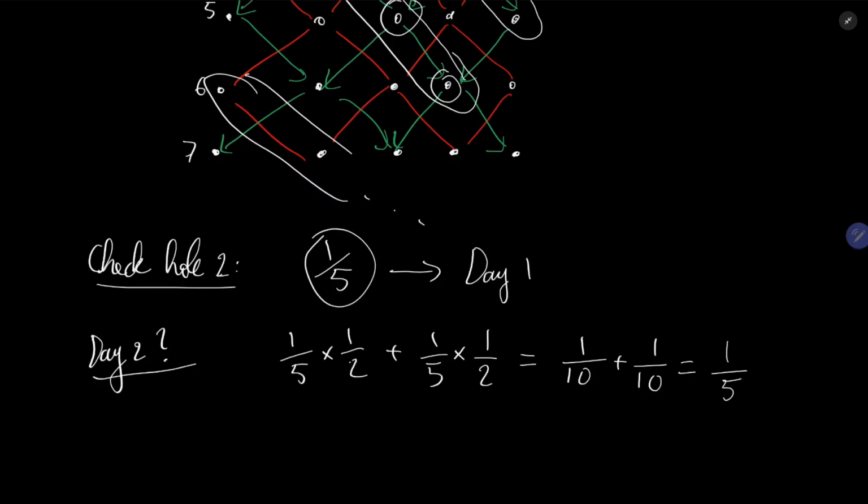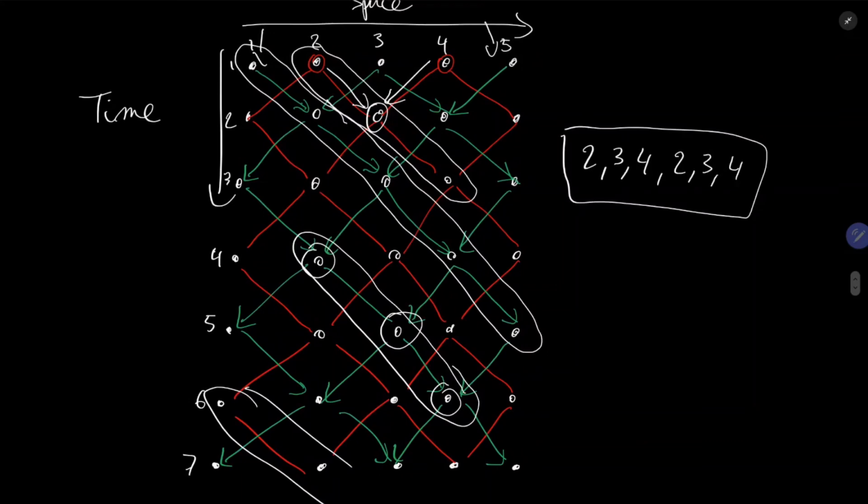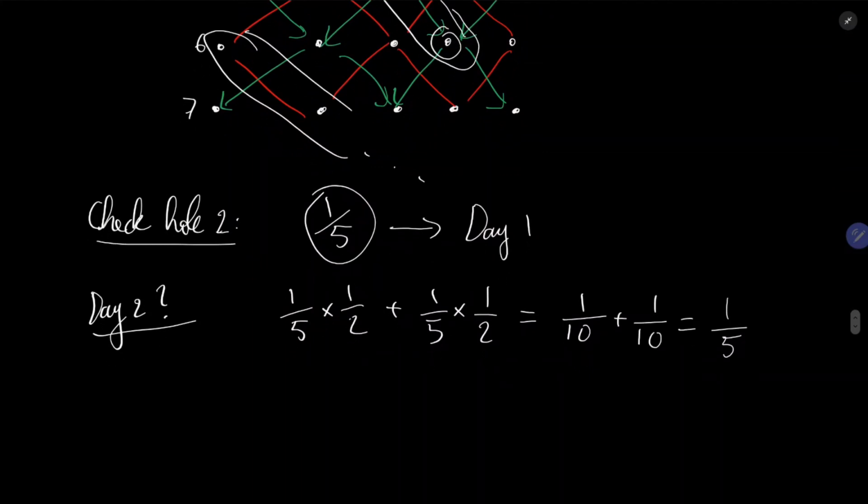Actually, this is not completely true. If we had started from the hole number 2, we would have been caught directly in day 1 because we checked the hole number 2 in day 1. So we have to remove this probability. So the real probability of catching the fox in day number 2 is actually equal to 1/10.